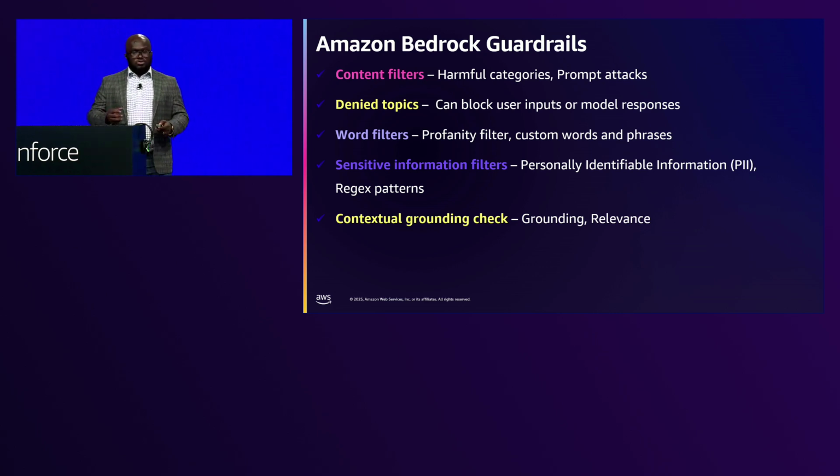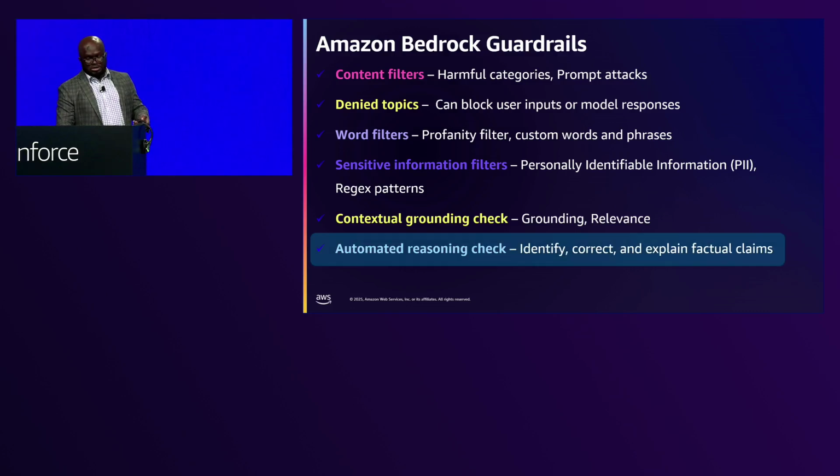As part of guardrails, we have different filters: the content filters, denied topics, word filters, sensitive information filters, and also contextual grounding. And finally, we have automated reasoning checks, which is an industry-first capability that helps you prevent factual errors using mathematical techniques to verify, correct, and logically explain the generated information.